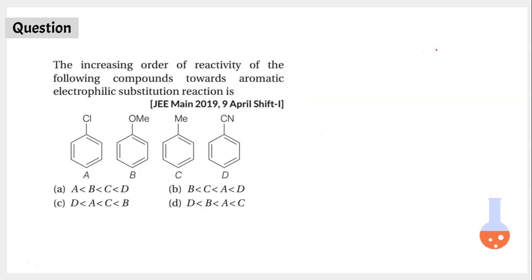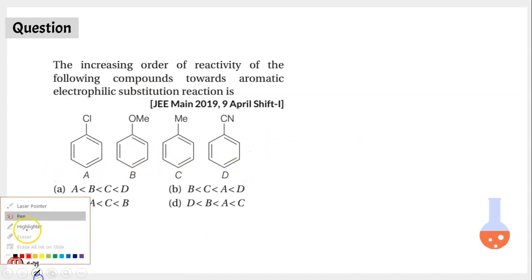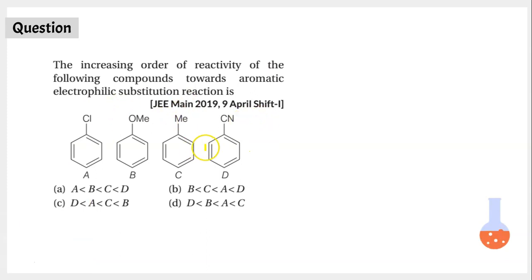And now moving on to the questions. Question number 1. The increasing order of reactivity of the following compounds towards aromatic electrophilic substitution reaction is. There are 4 molecules A, B, C, D, and you need to talk about the increasing order of reactivity amongst these 4 molecules A, B, C, D.